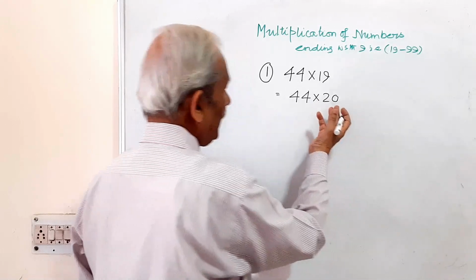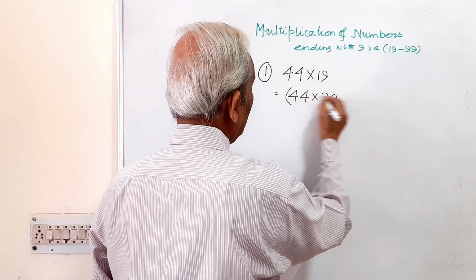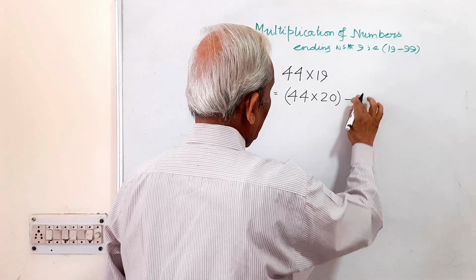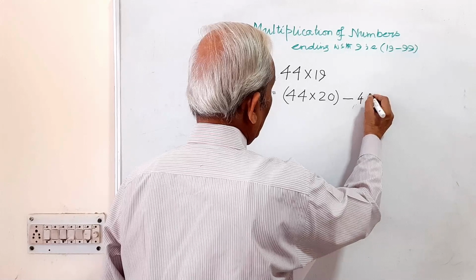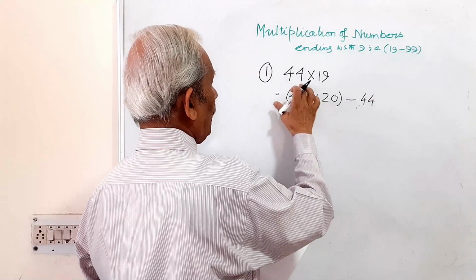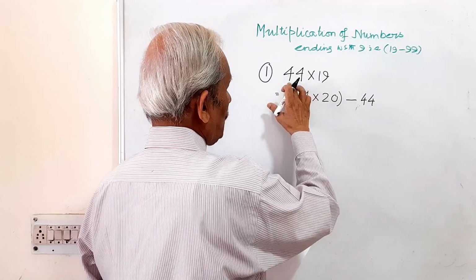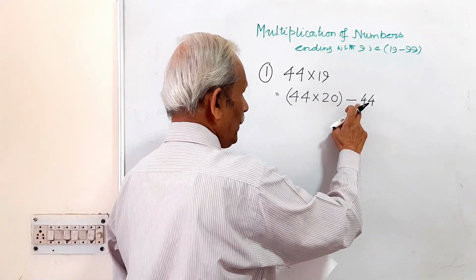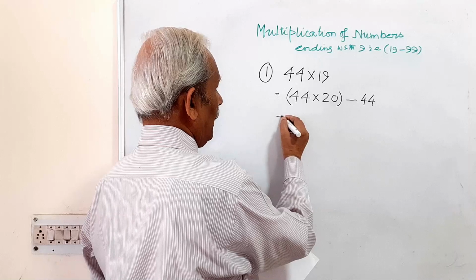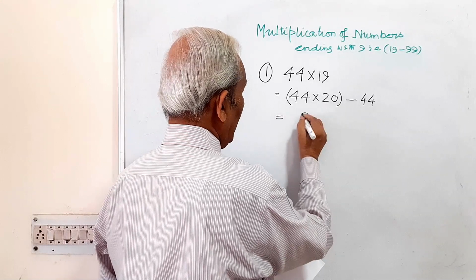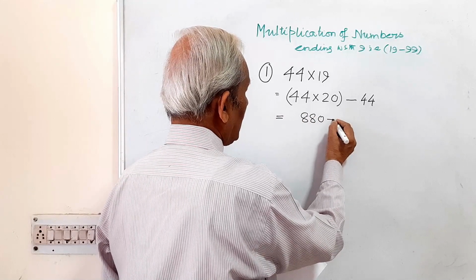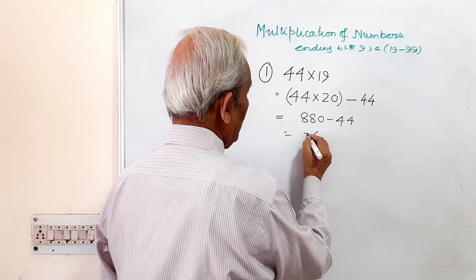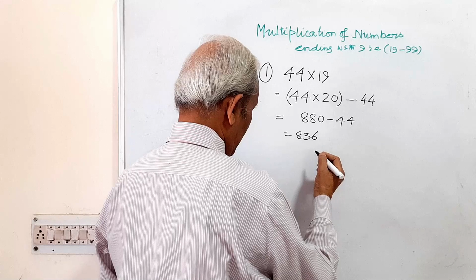Because 44 into 20 is 880. Whatever comes, minus 44. Because we have multiplied 44 twenty times, actually you have to multiply nineteen times. One time you have done excess. So reduce 44 from this and you get the result. So 44 into 20 is 880, minus 44, and that becomes 836.